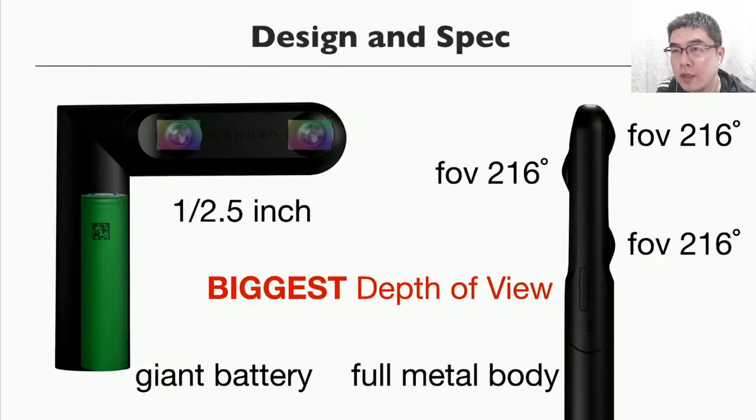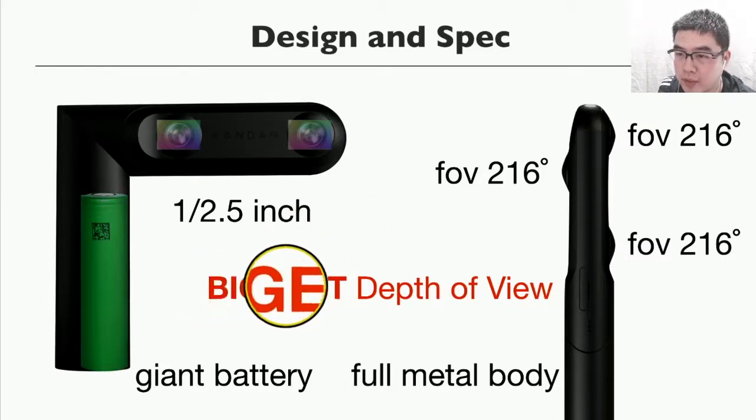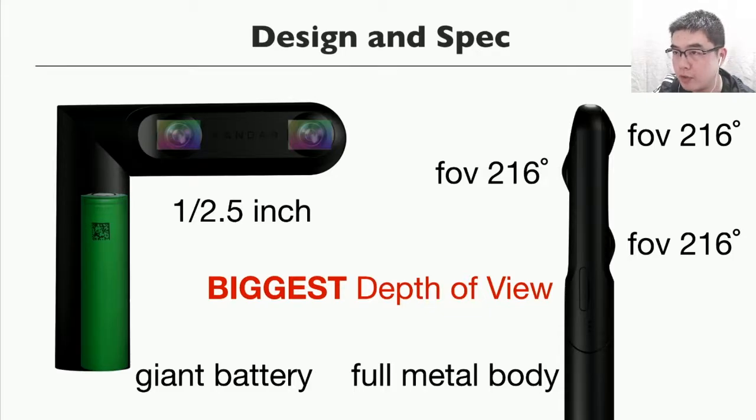And here are some design specs. I will go through it very quickly. For the QooCam, they have a very small sensor and a very giant field of view. So with a relatively big aperture, at the same time, this camera will have the biggest depth of field among all of its kind. Besides, it has a giant battery and a full metal body. You know, a full metal body will make this camera very capable of shooting in very extreme situations, right?